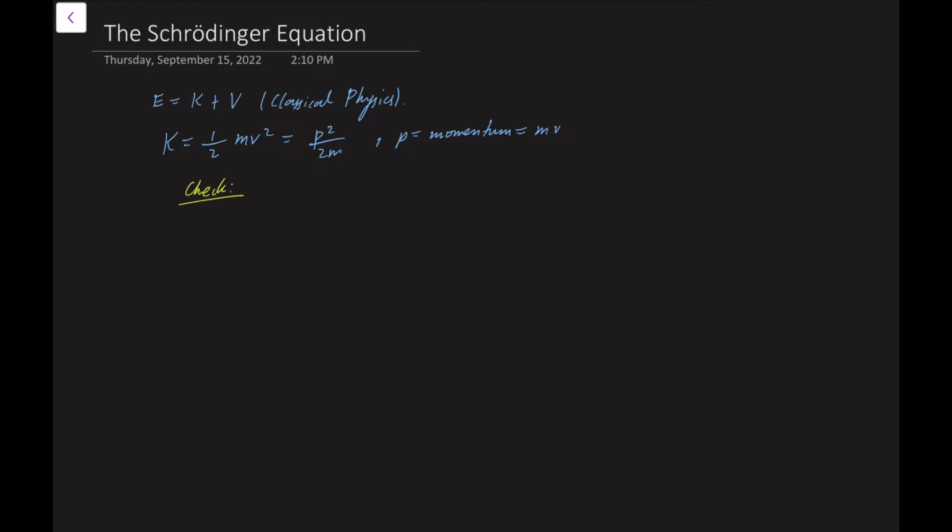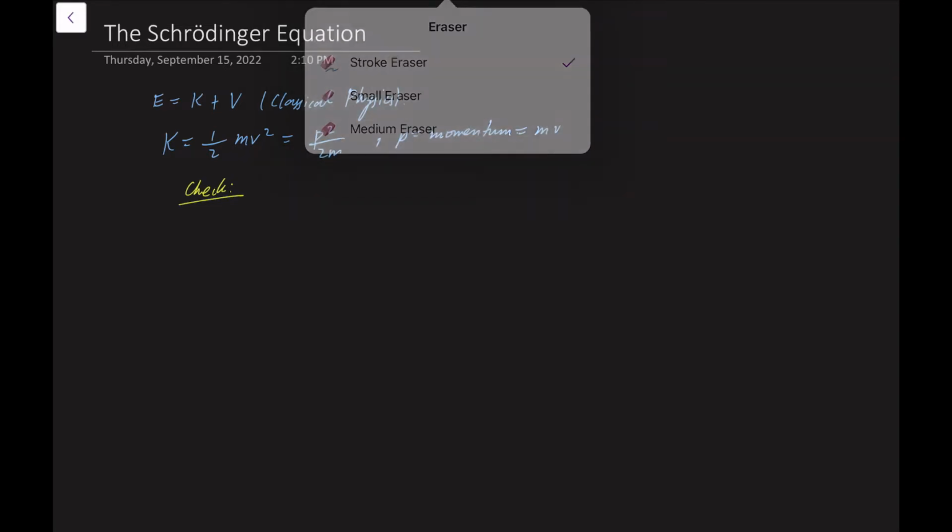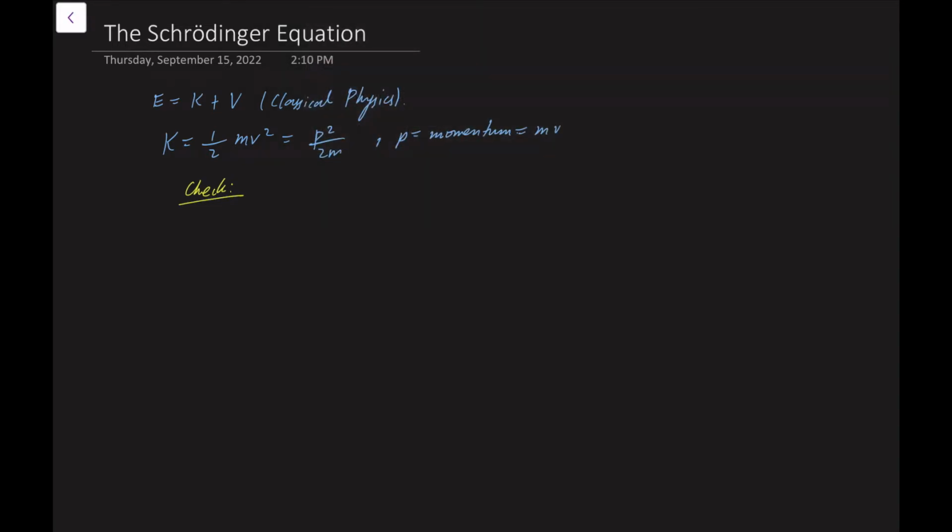That check can be done by substituting in p equals mv into this expression. So we get mv squared over 2m. Rewriting this, we get 1/2 m squared over m times v squared, which is 1/2 mv squared. And that's the kinetic energy. So this checks out.